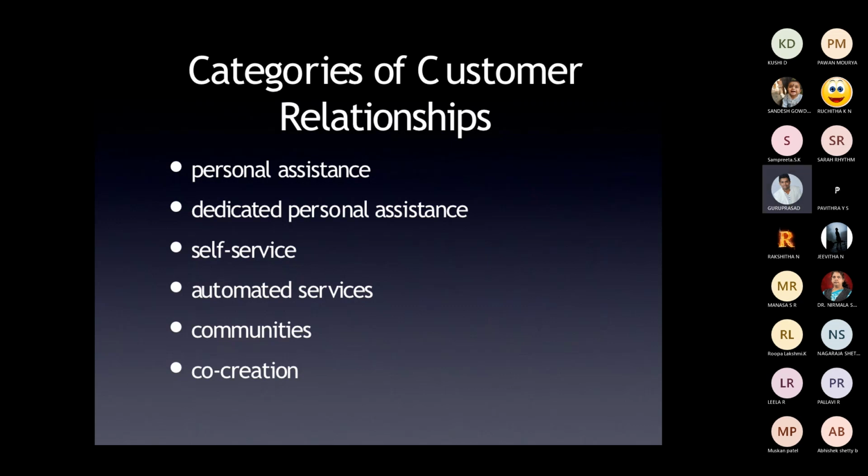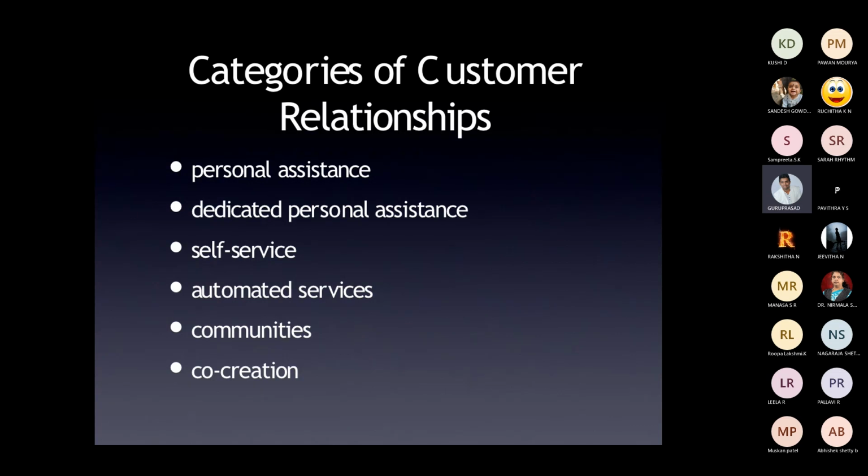And self service. If you are giving a chatbot, say for example, if you are getting service like self service, the customer will be very much happy. There is no interaction with any human beings or any individual. Then automated service, then communities, co-creation. So these are the categories of customer relationship. This customer relationship is the strongest among all the 9 building blocks, as per my perception.